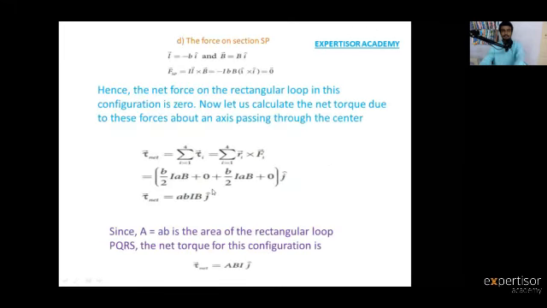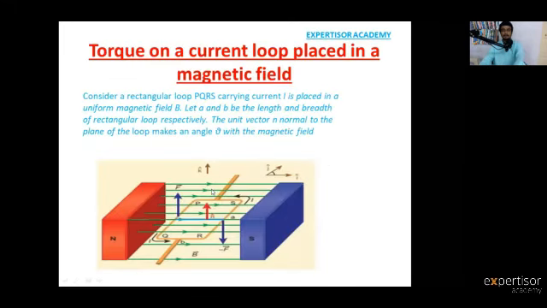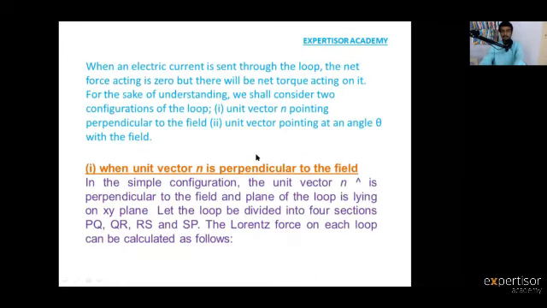So this is the information about the torque on a current loop, that means a current carrying loop placed in a magnetic field. In this topic, we discussed only the first case, unit vector small n pointing perpendicular to the field.